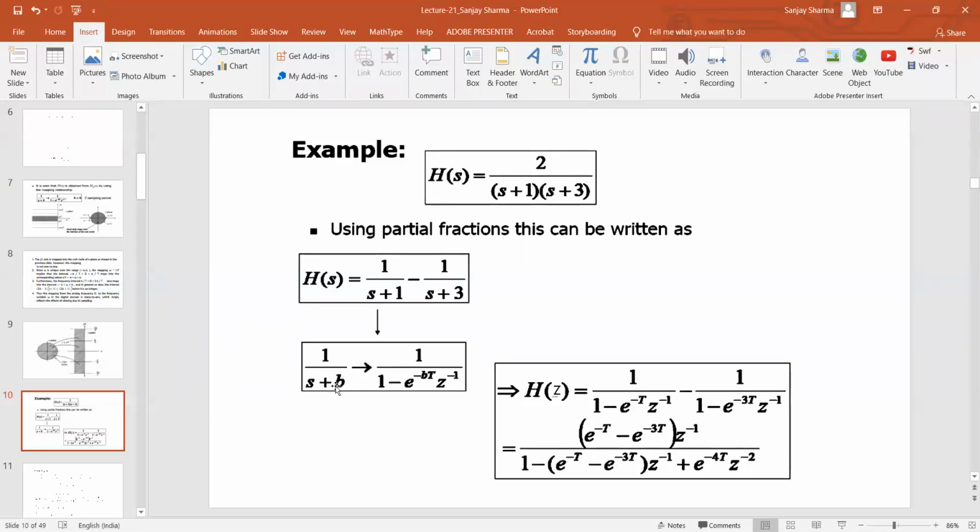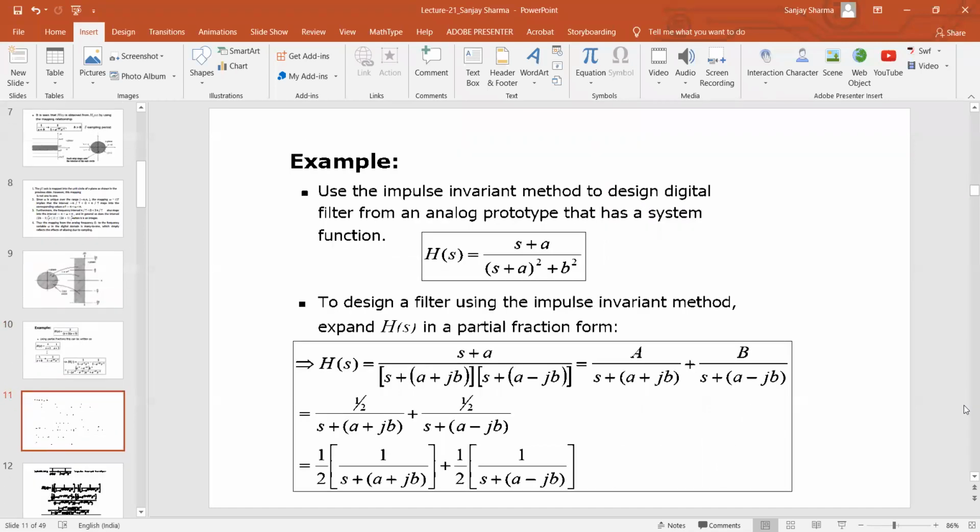What is the impulse invariant method? 1 over s plus b gives me 1 over 1 minus e to the power minus bT z to the power minus 1. This is the transformation for converting the analog filter to the digital filter using the impulse invariant method. And I have already explained the problem in the impulse invariant method. It suffers from the problem of aliasing.